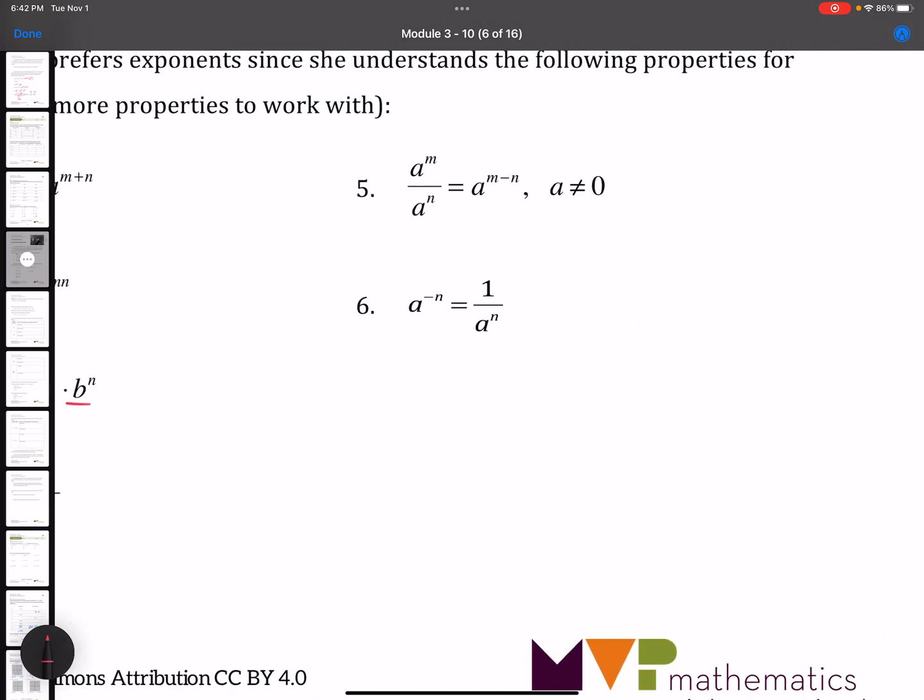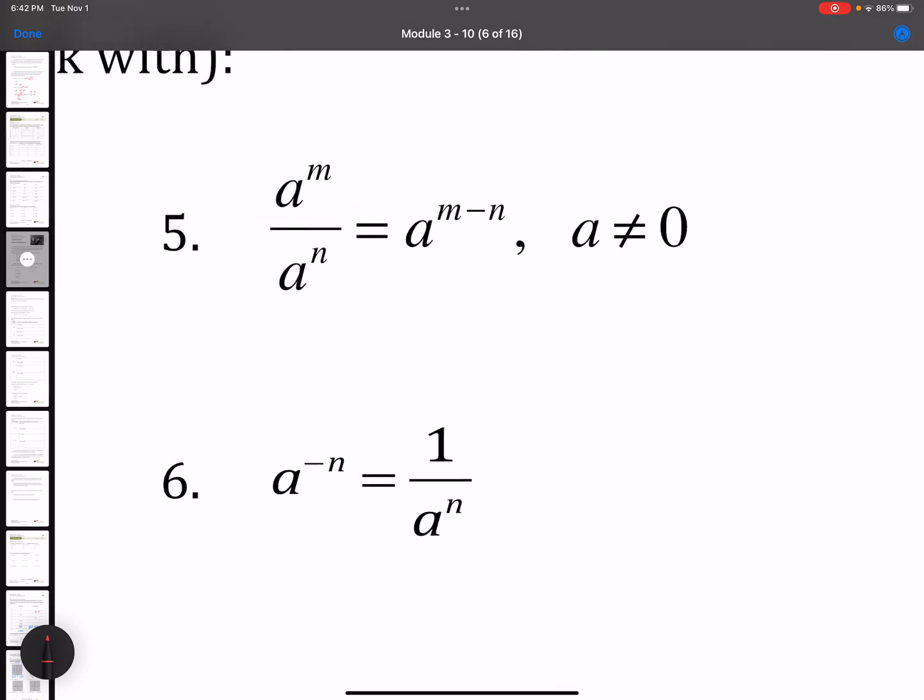A over b to the n power is the same as a to the n power over b to the n power. And finally, if you have two powers divided by one another with differing exponents, you subtract the power in the denominator from the power in the numerator. And it's important to say that a does not equal 0. That is because if a equals 0, the denominator is 0, we have an undefined number, and we cannot have an undefined number. It doesn't exist. So we cannot have a being 0.